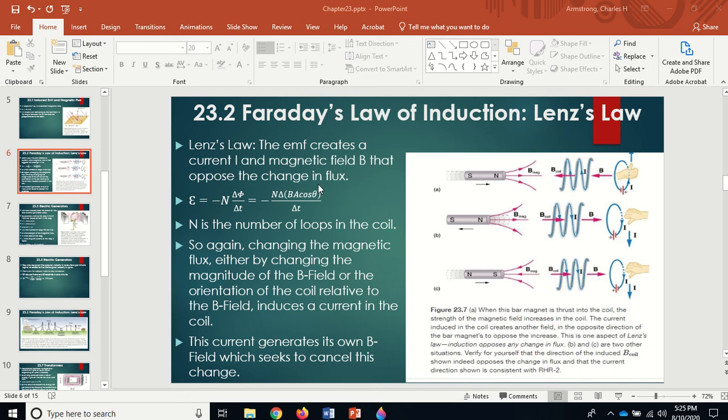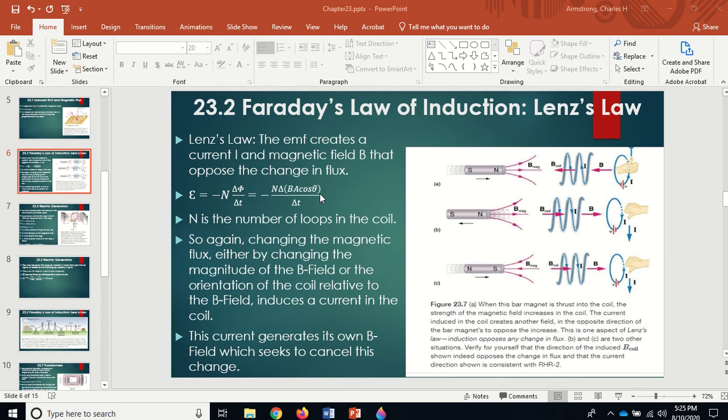So we did this. Didn't we? So again, changing the magnet. Wait, Lenz's law, yeah. So we talked about this already.